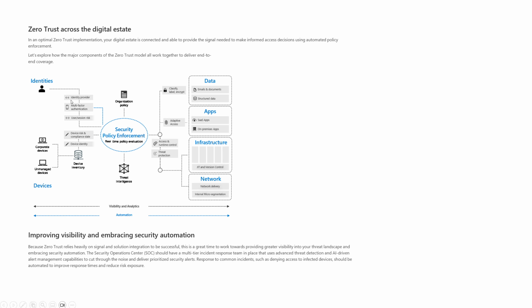Identities, make sure that someone who is trying to access your network or access your data has the proper privileges. Adopt multi-factor authentication, make sure that whoever is accessing that request, that person is someone who he or she claims to be. Okay.